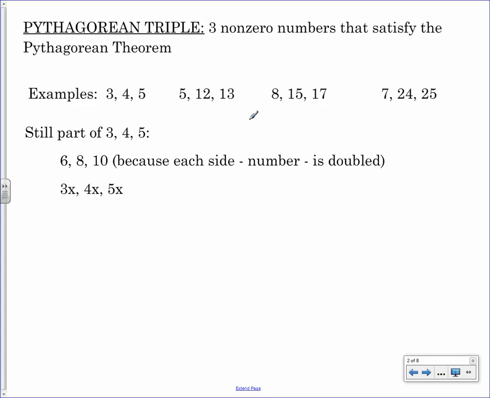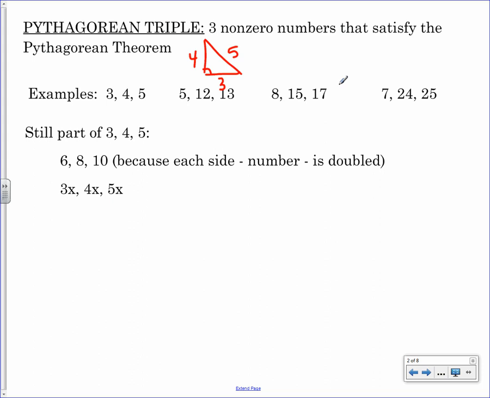So this maybe is a new concept to you, Pythagorean triple. It's three non-zero numbers that satisfy the Pythagorean theorem. For example, 3, 4, 5. That's a common right triangle that we see. Whenever I see a triangle that looks like this, maybe one leg's 3 and the hypotenuse is 5, I know the other leg is 4 without doing any math. It's a 3, 4, 5 triangle.